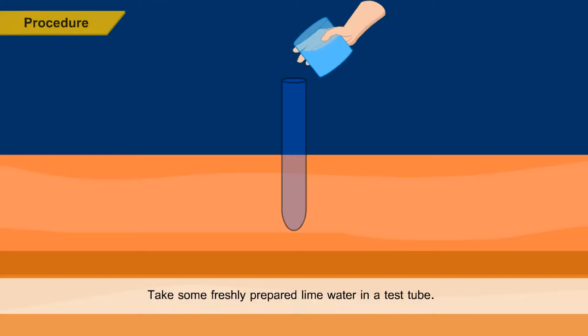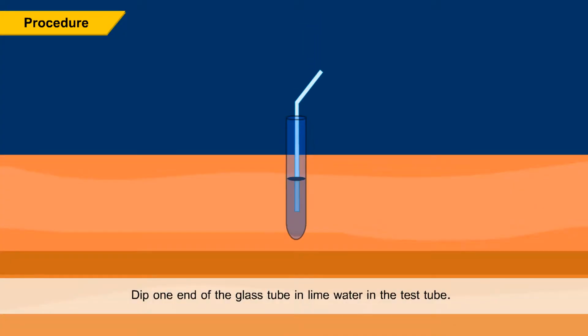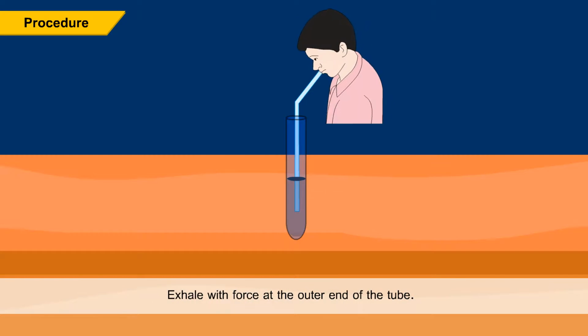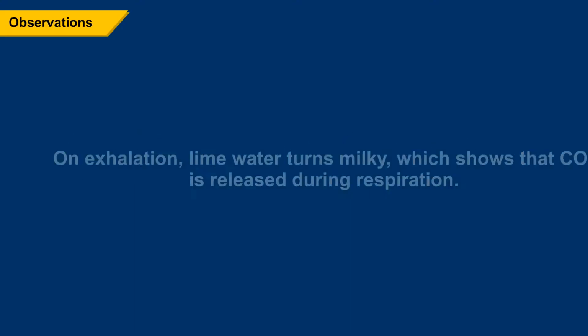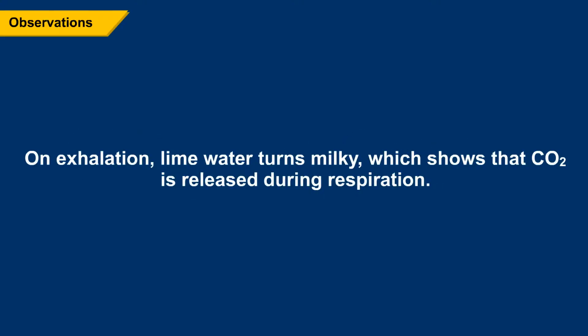Procedure: take some freshly prepared lime water in a test tube. Dip one end of the glass tube in lime water in the test tube. Exhale with force at the outer end of the tube. Observations: on exhalation, lime water turns milky, which shows that CO2 is released during respiration.